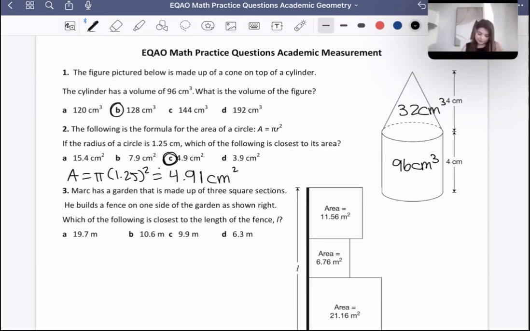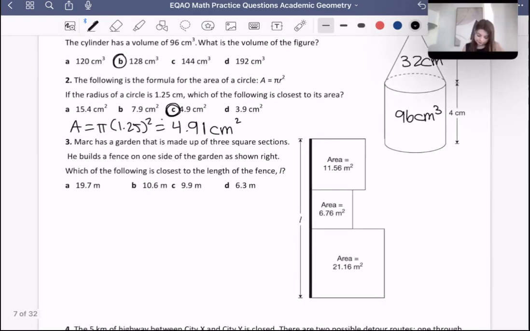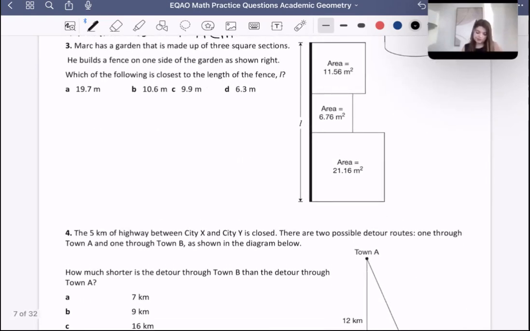Okay, let's move on to number 3. Number 3 says, Mark has a garden that is made up of 3 square sections. He builds a fence on one side of the garden, as shown on the right. Which of the following is closest to the length of the fence?